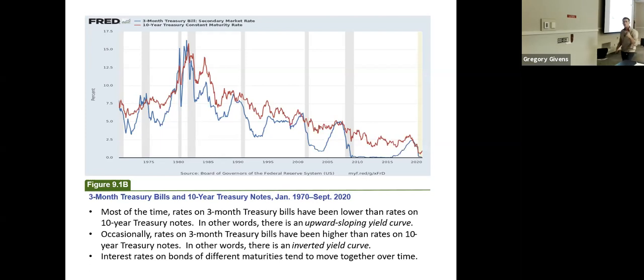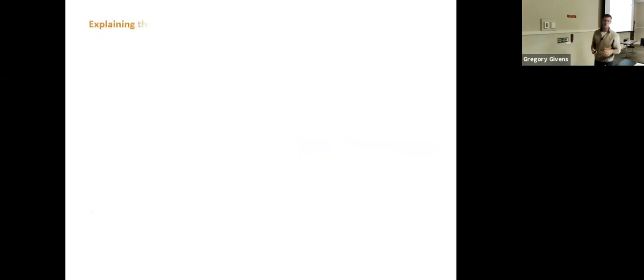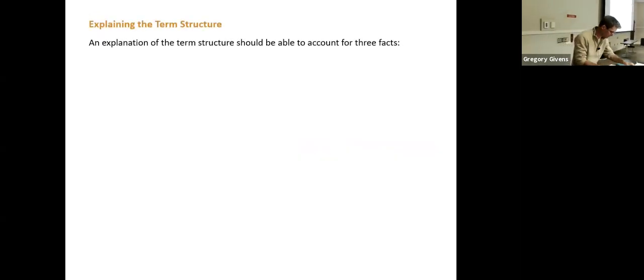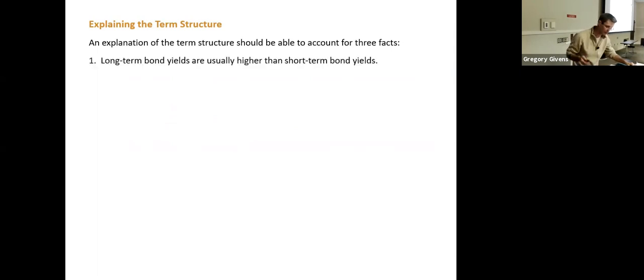But over the long run, we see that there's definitely positive correlation between interest rates on all of these different bonds with different maturities. So that's the third main feature that our theory of the term structure needs to be able to predict.